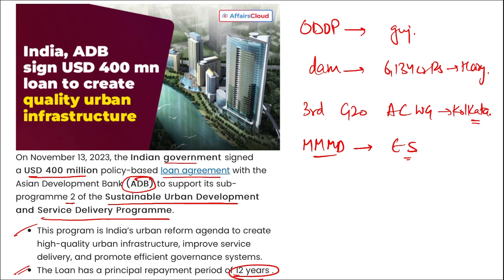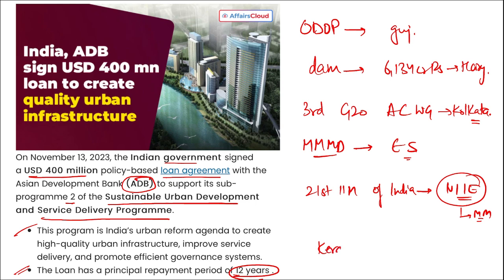Right? Then which institute became the 21st IIM of India? It is the National Institute of Industrial Engineering. This National Institute of Industrial Engineering is in Mumbai, Maharashtra. Correct? Then recently the Kerala Assembly passed a resolution to rename Kerala as Keralam. Remember this also. Then Mo Jangal Jami Yojana was launched by which state? It was Odisha that launched Mo Jangal Jami Yojana.